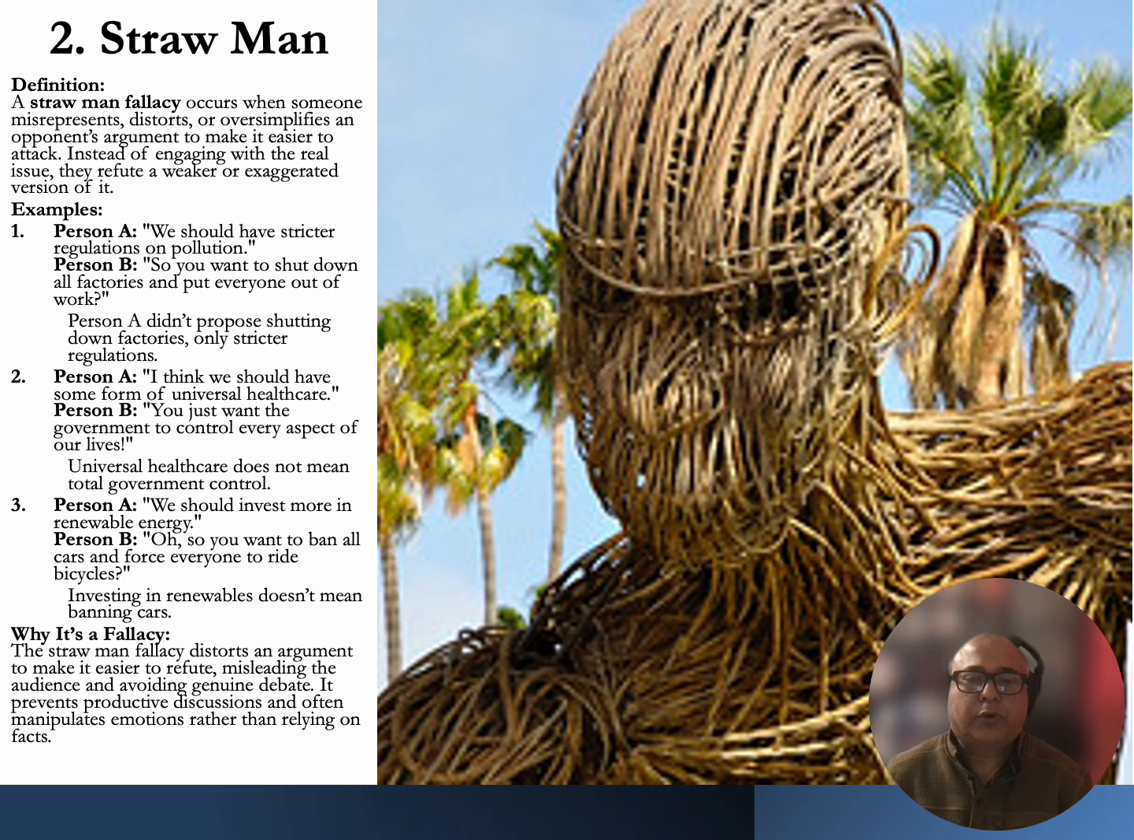All right, a straw man fallacy. A straw man fallacy occurs when someone misrepresents, twists, distorts, or tells a mistruth to make an argument easier to attack. So person A says, we should have stricter regulations on pollution. And person B says, so you want to shut down all factories and put everyone out of work? Person A did not propose or argue for shutting down factories. So that's a fallacy. Okay? Now read the other two examples and read why it's a fallacy.